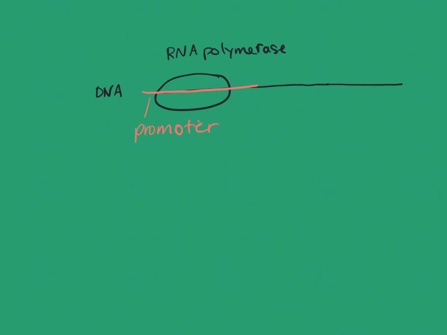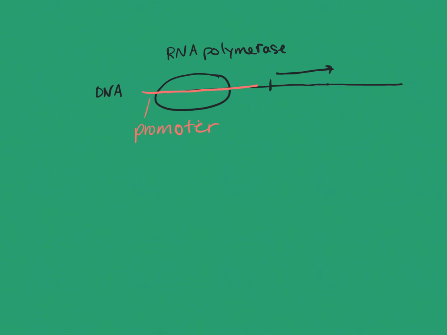Okay, so that's upstream. Where it's going to start transcribing, maybe say, is right here. So the RNA polymerase binds to the promoter. The more tightly it binds, the more likely it is to actually transcribe the gene.